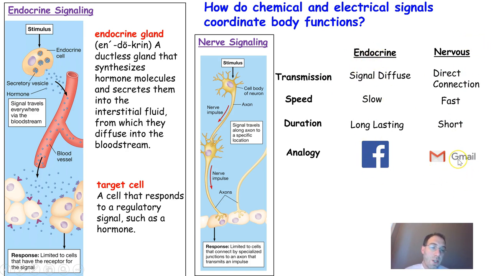Versus the nervous system, which is like Gmail. You're directly emailing somebody. It's quick, fast. You get a response, hopefully, if the person is responding quickly to you. And so these two are good analogies for it.